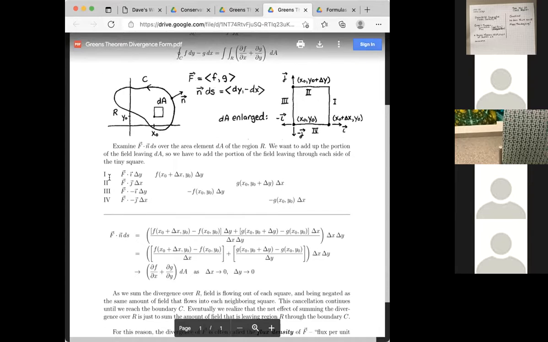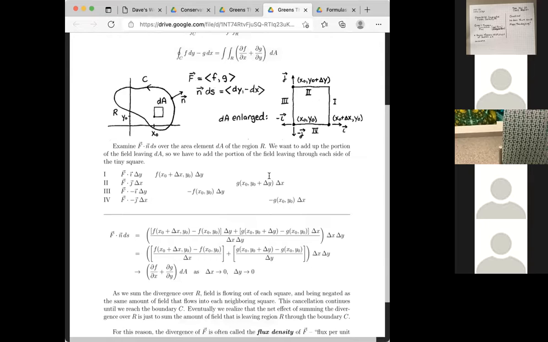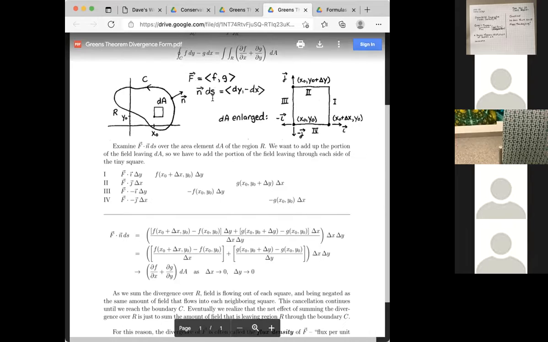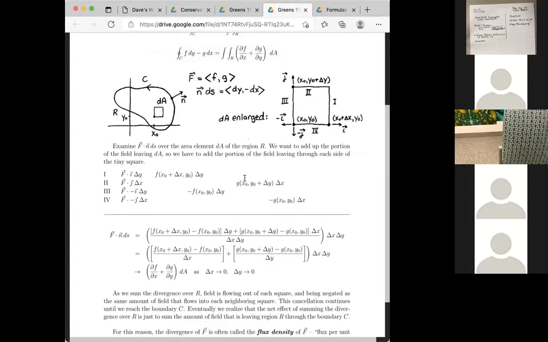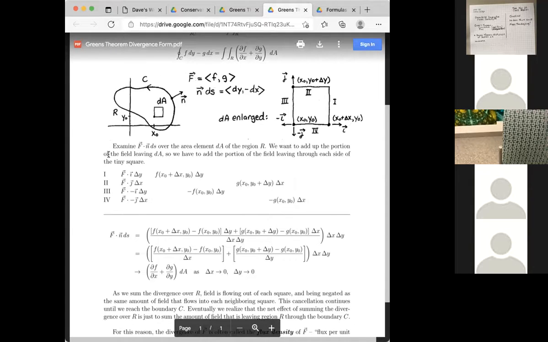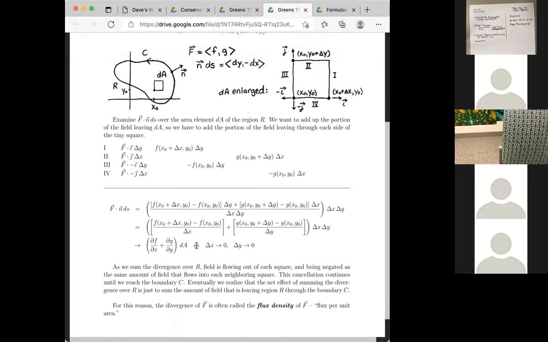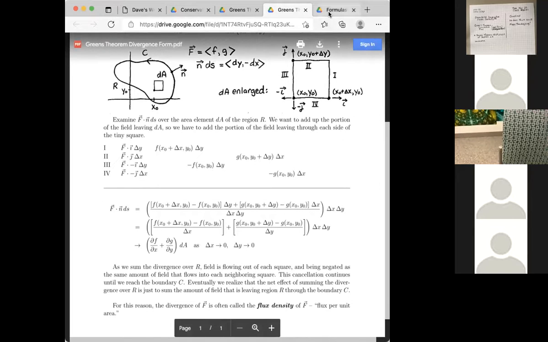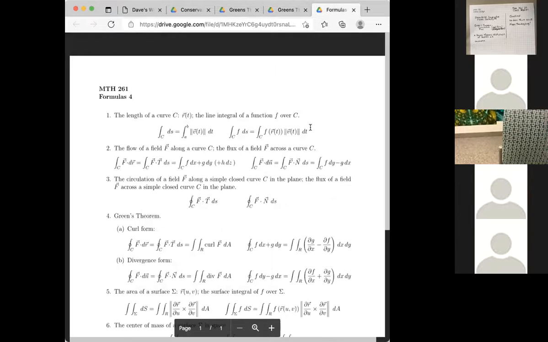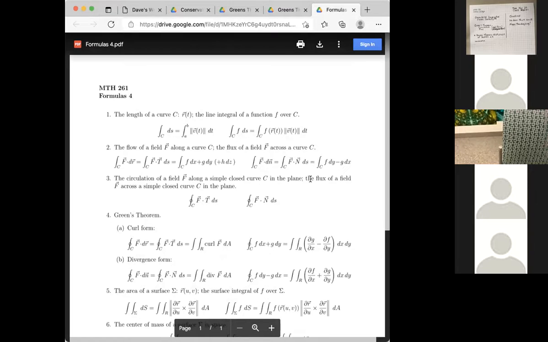What follows underneath is kind of a technical looking calculation, which is not past you, but it's not something I would require you to do. I just require you to use Green's theorem correctly. But if you want a technical explanation for why Green's theorem is true, that's what this calculation is for in the bottom of the two sheets. Okay, let's go over to formula sheet 4 before we return to our paper.